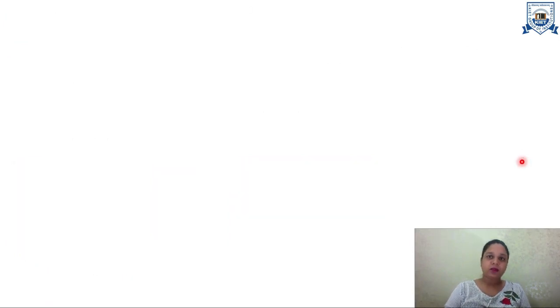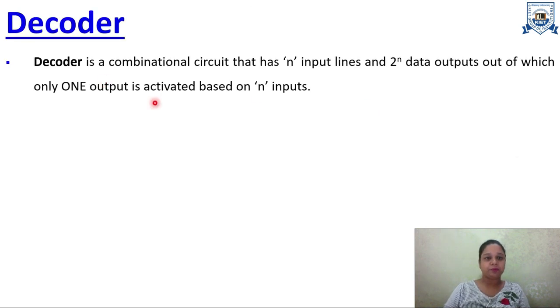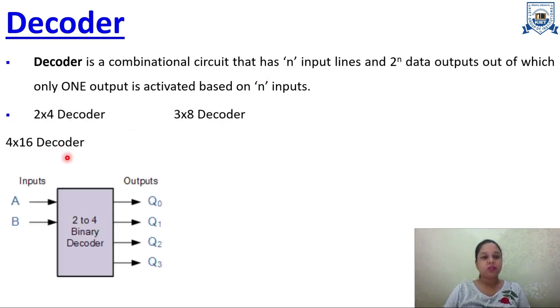Let's see the next prerequisite, that is the decoder. So what is a decoder? A decoder is a combinational circuit that has n input lines and 2 to the power n data outputs, out of which only one output is activated based on the n inputs. There will be n inputs and the count of outputs will be 2 to the power n. In a decoder, only one of the outputs is activated. Let's see the examples: 2 into 4 decoder, 3 into 8 decoder and 4 into 16 decoder.